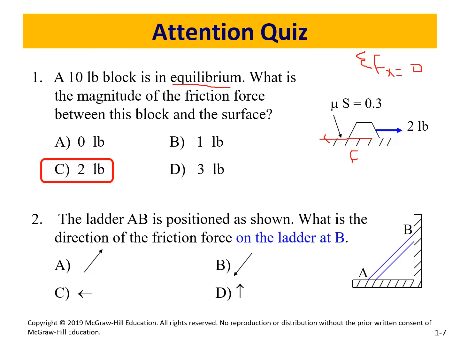Another question about directions. We have a ladder AB positioned as shown. What is the direction of the friction force on the ladder at point B? Let's say this ladder is steady in this place, at equilibrium, and we know that the weight of the ladder goes down. That's the weight, and the friction should be opposing that weight, so we should expect the friction to go up in this direction. Actually that is the solution, and that is D. This is a quick couple of questions just to make sure that we are on the same page in understanding the concepts.